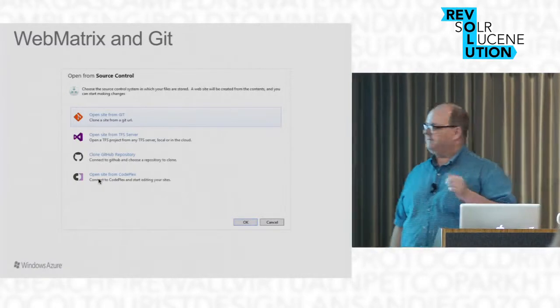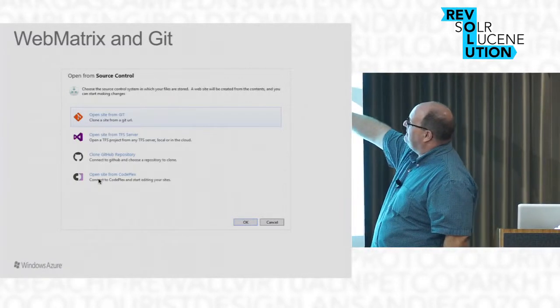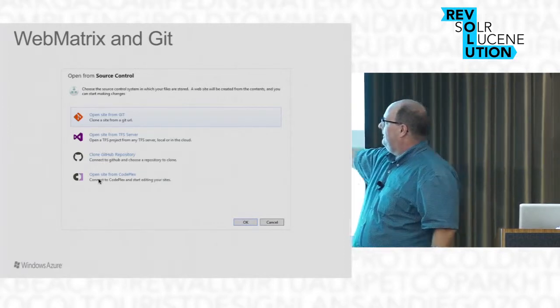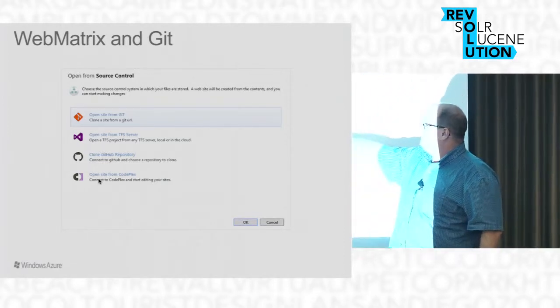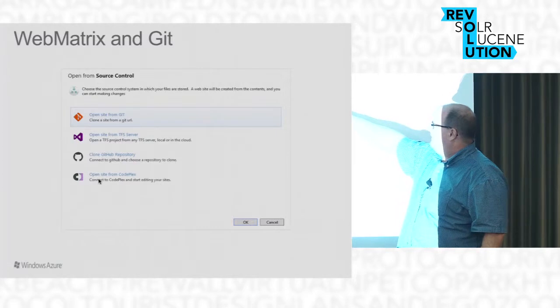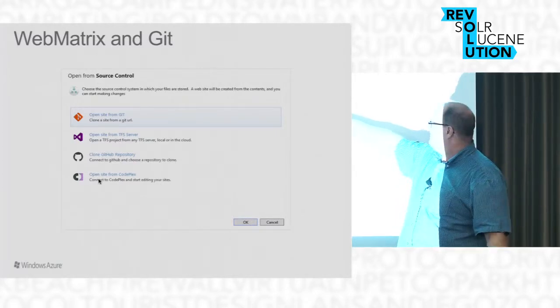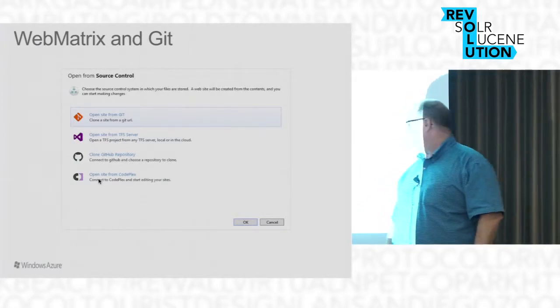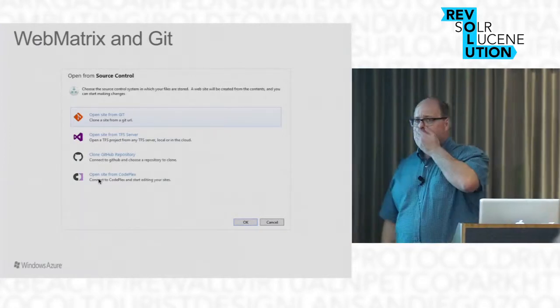So as I mentioned, I forgot, I have this slide. WebMatrix and Git. WebMatrix, and this is similar for Visual Studio now. You can open a site from Git, you can clone a GitHub repository, TFS, if any of you are using TFS, a Team Foundation Server, and then CodePlex as well. And it's the same for all of these.